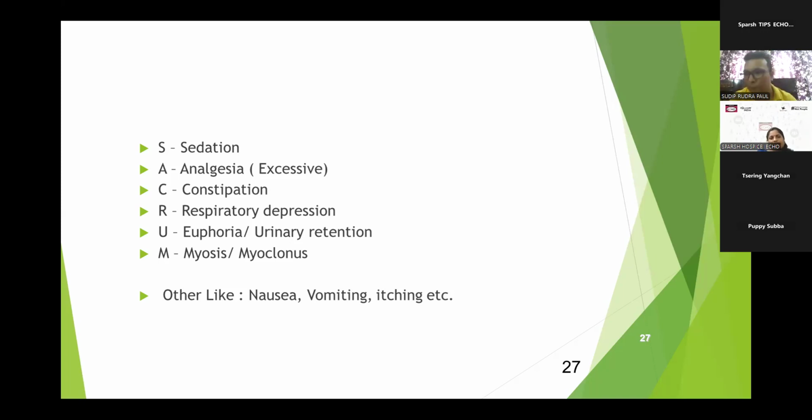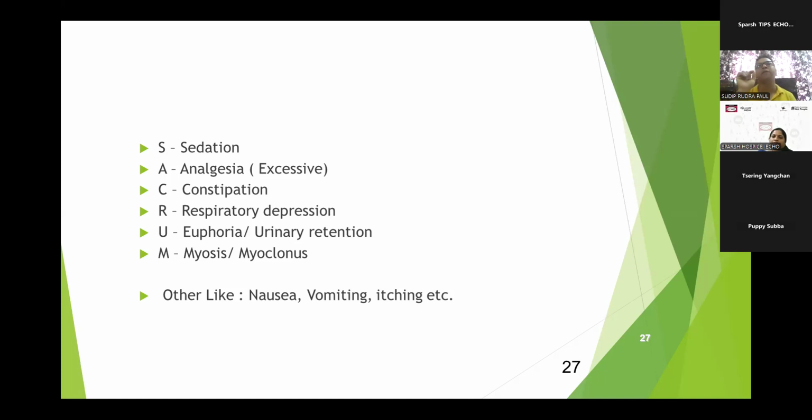U means euphoria. Euphoria is an excessive feeling of happiness, and urinary retention, of course. If the patient has a history of CKD or chronic kidney disease, we have a kidney-safe modified dose, or we may switch to tramadol or fentanyl at the same time. We can either switch the opioid or give the modified dose of morphine. Next, meiosis or myoclonus.